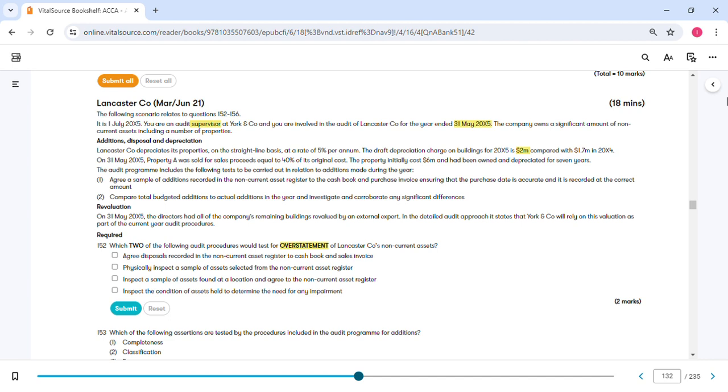Two and three, sir. The second and the third one. Physically inspect a sample of assets selected from the non-current asset register. Is it right? Fine. I will go with this.